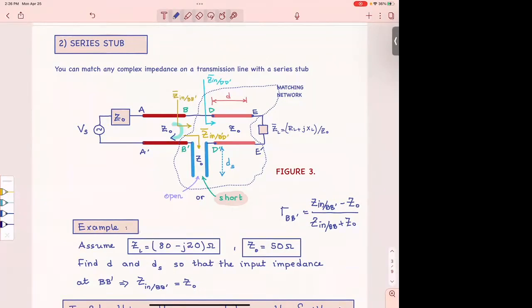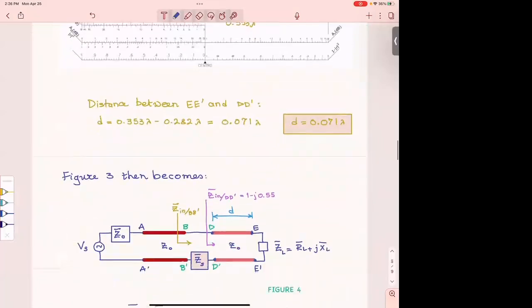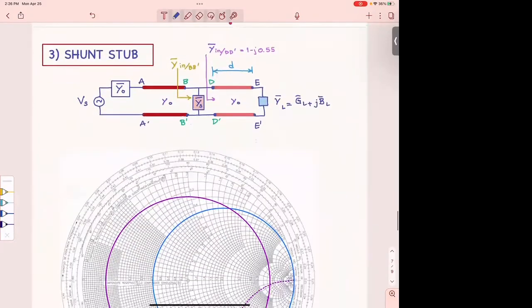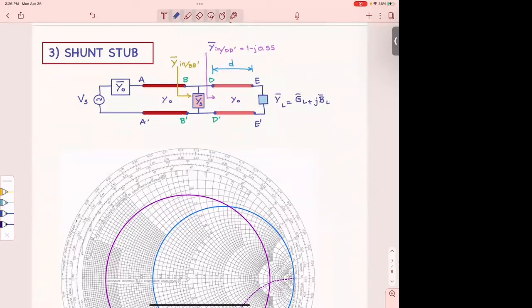All right, now let's go to another example that we're going to solve here. I have set it up, and we're going to solve it.